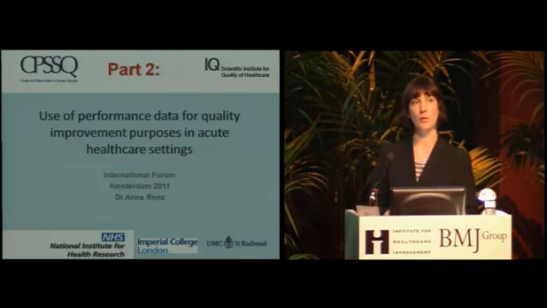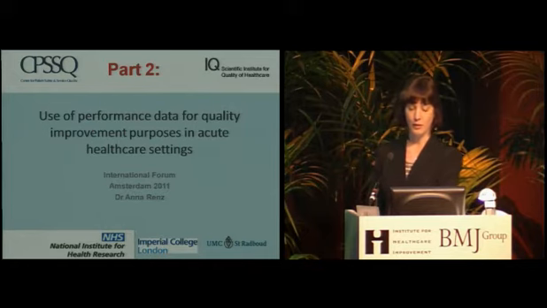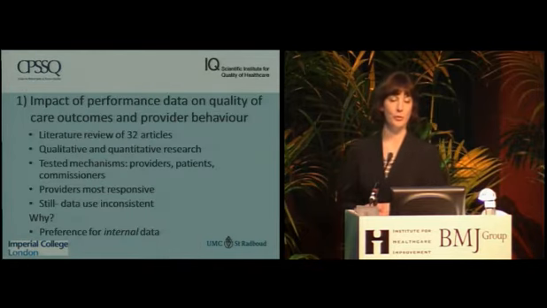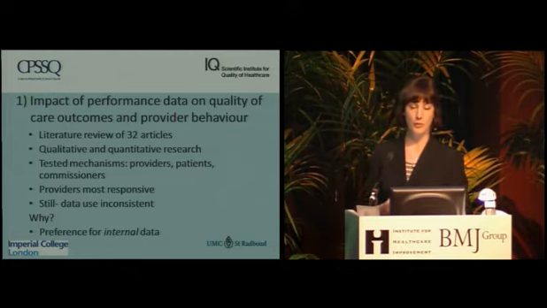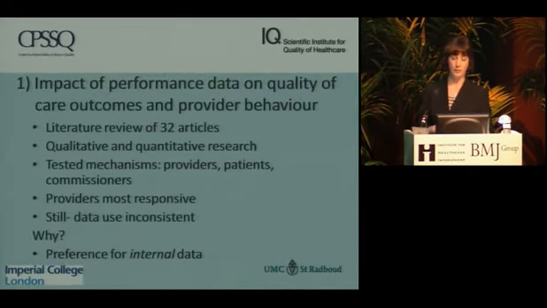So I'm not concentrating on one specific system or type of data, but rather the aim was to understand what the generic barriers and drivers are to using data in acute healthcare settings. So the first project was a realist review titled The Impact of Performance Data on Quality of Care Outcomes and Provider Behaviour, and the search strategy located a total of 32 articles. I included qualitative and quantitative research for this review to understand both the context and the situations in which performance data are an effective method for improving quality of care outcomes.